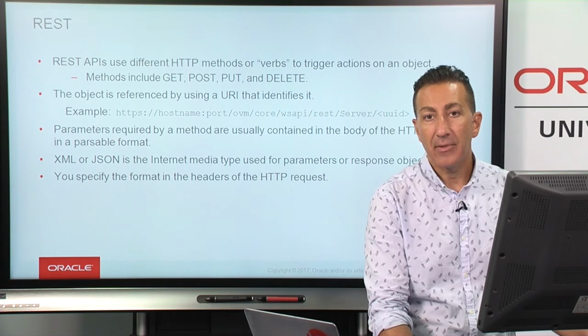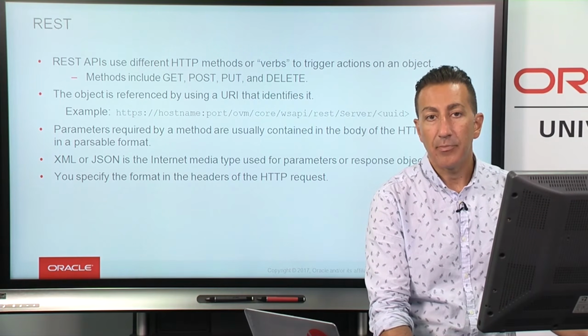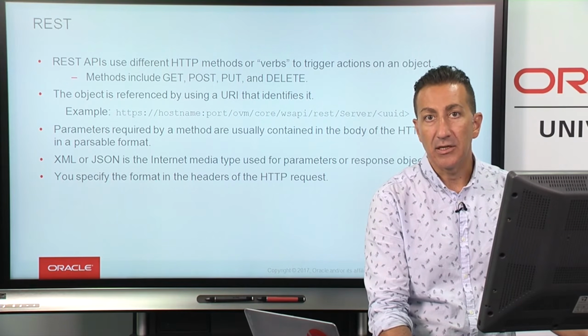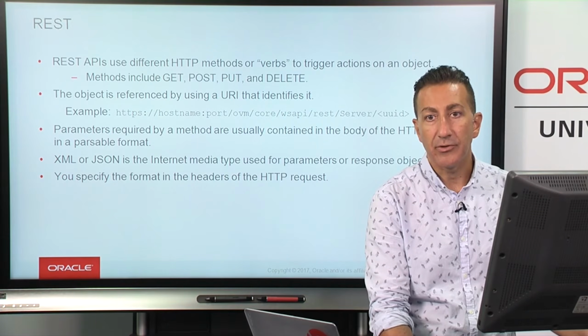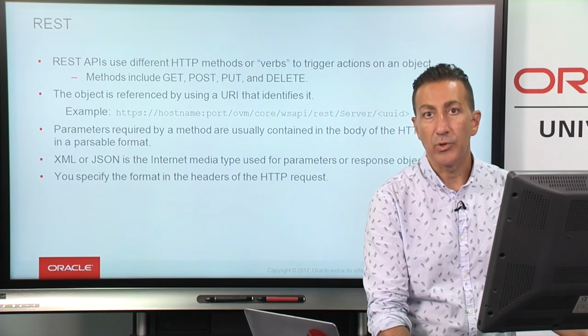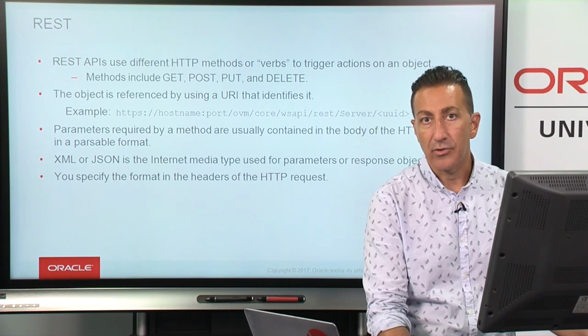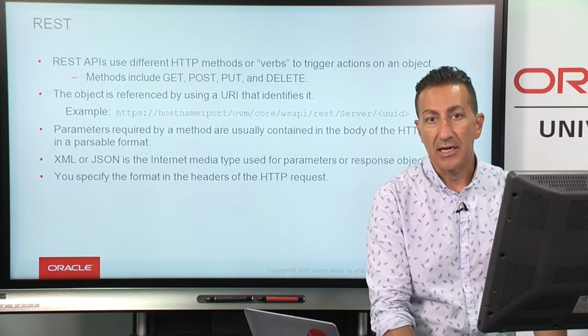The parameters required by the method are usually contained in the body of the HTTP request in a parsable format. Well, these parsable formats that are supported are typically XML or JSON. So this is the internet media type used for parameters or, for example, for response objects. So when you send information, or when you are requesting information, typically you need to send or request the information in these formats. Well, you need to provide XML and JSON as the internet media type.